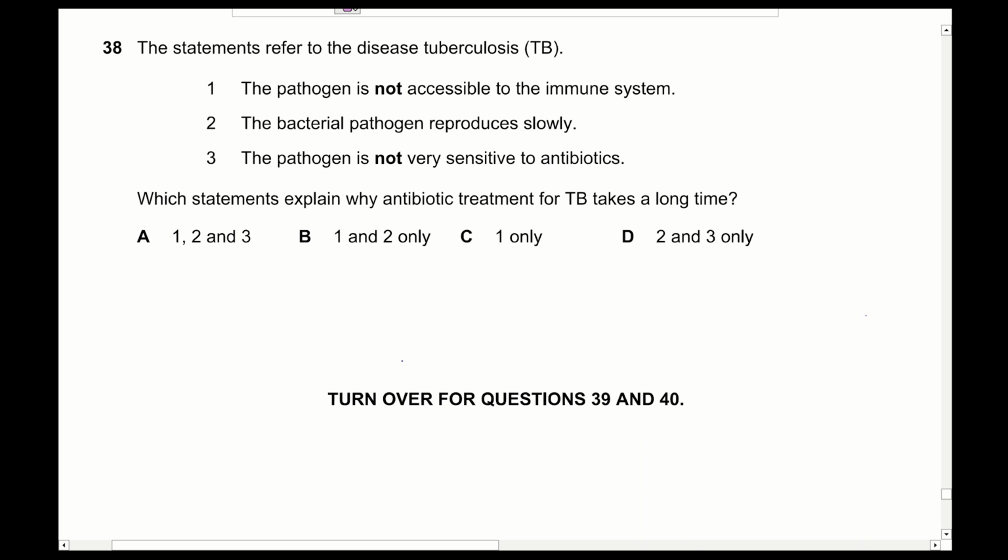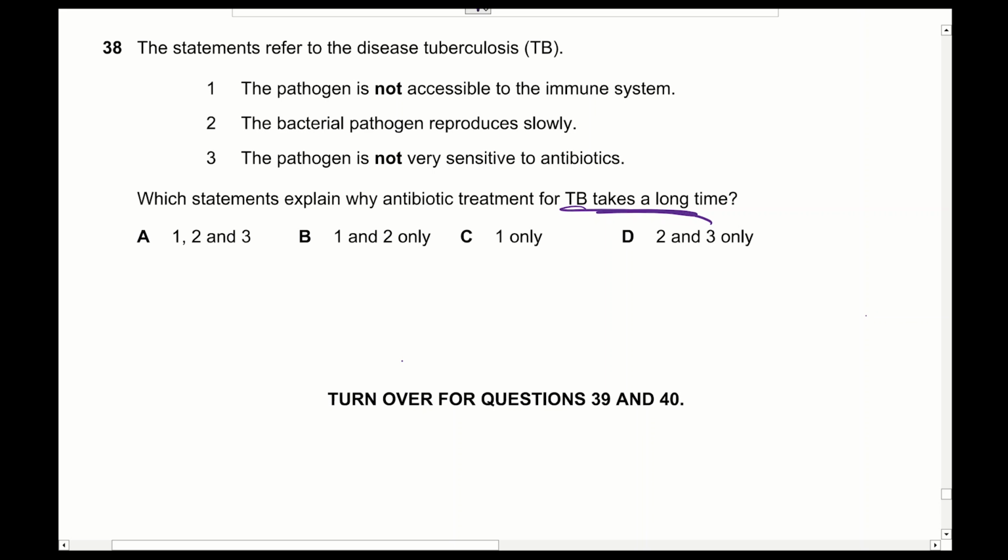Number 38, the statements refer to the disease tuberculosis. Which statements explain why antibiotic treatment for tuberculosis takes a long time? So you must know that tuberculosis replicates intracellularly. This means that antibiotics take quite a while in order to kill all of the bacteria. So let's see the suggestions that we have here.